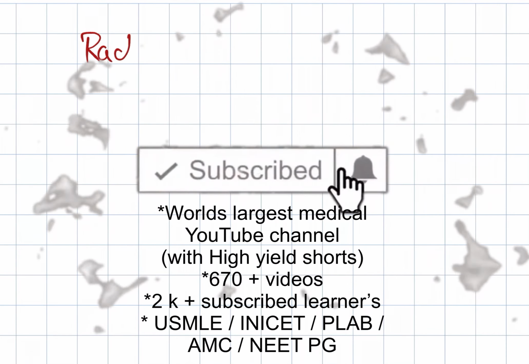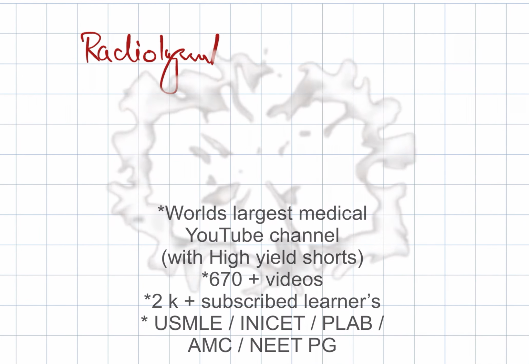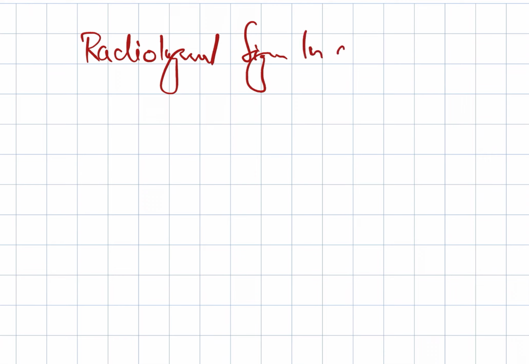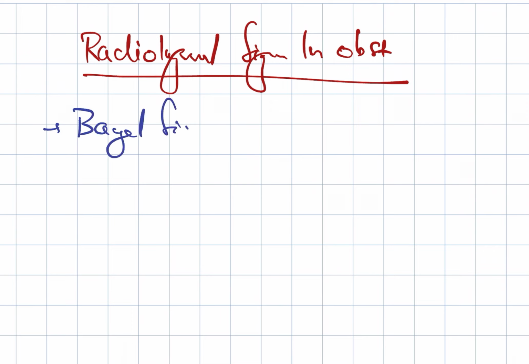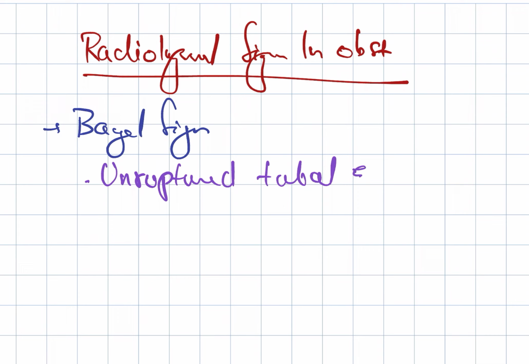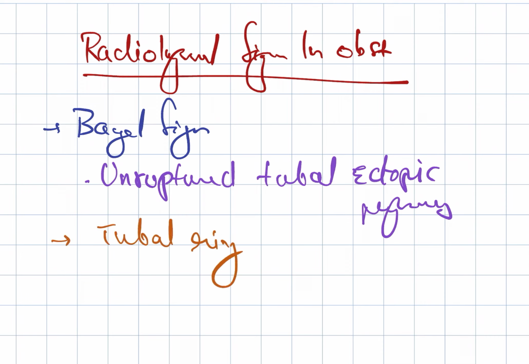We're looking at the radiological signs in obstetrics. So under this, first being the Beagle sign. A Beagle sign is seen in unruptured tubal ectopic pregnancy, also known as tubal ring sign or blob sign.